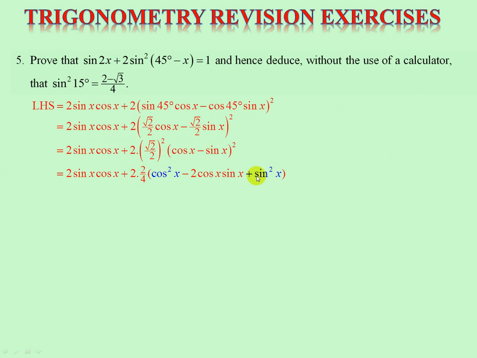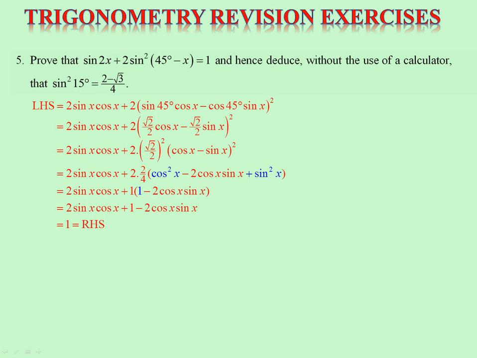Square out the bracket. Phew, you must be so tired of seeing these ones. Look at the blue again. Now, this is going to cancel down to 1. So we're going to end up with that. Notice the blue is 1, and there's 2 sine cos. Now, have a look at that. There we are. If we take away the brackets, we're going to cancel out our 2 sine cos, and we have it equal to the right-hand side.